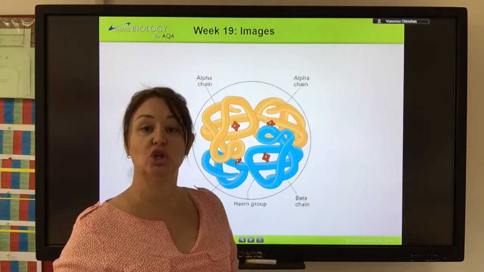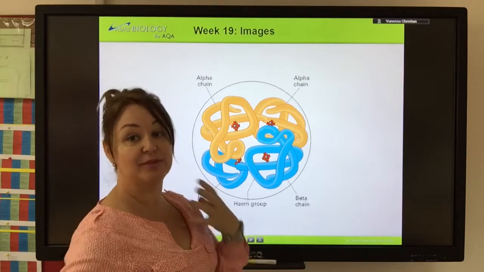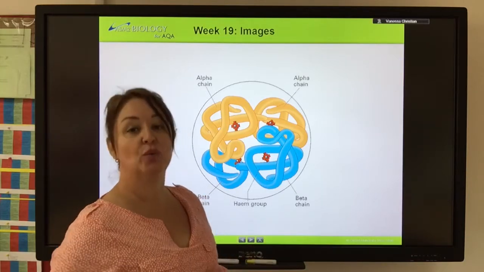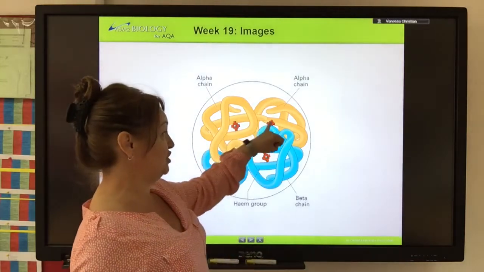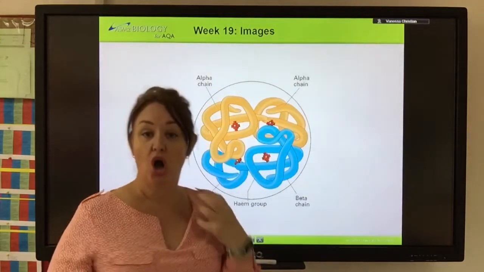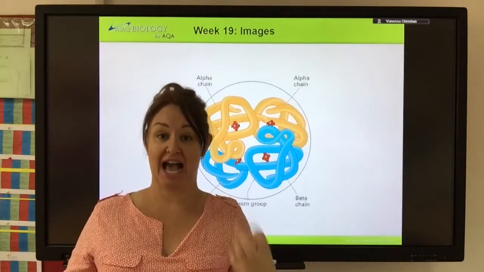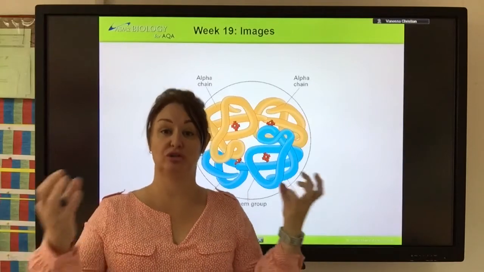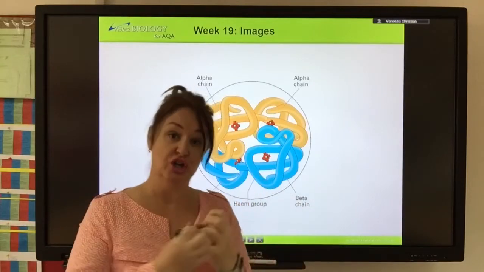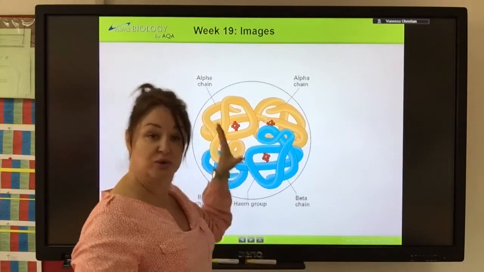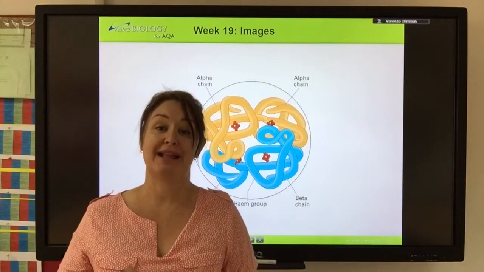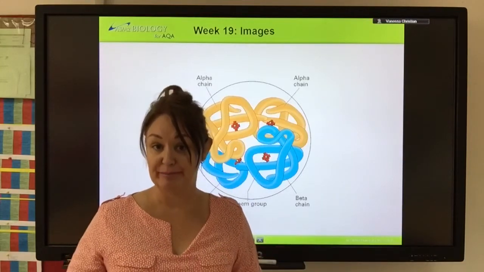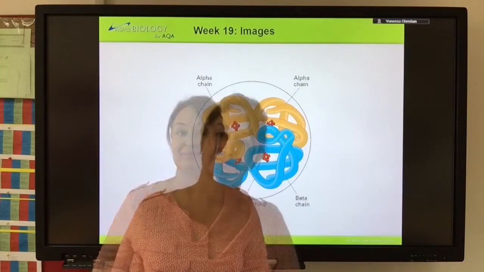What each of these chains has in the middle of it is something called a heme group, and that is the prosthetic, the false bit, which is made of iron. So each of those holds a molecule of iron, and it's the iron that bonds to the oxygen. So depending on how exposed that molecule is, depends on how easy the oxygen can bind. We'll come back to that later.